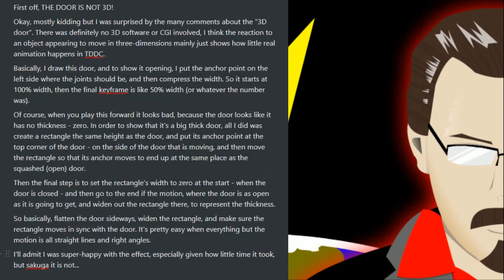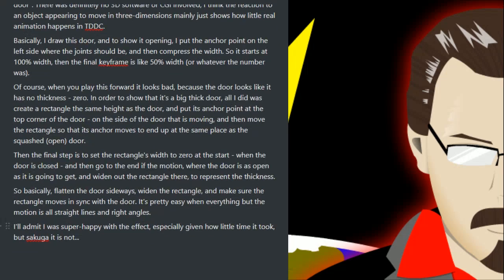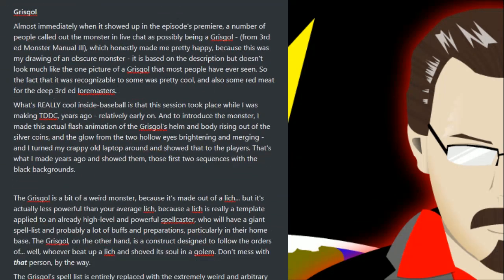I'll admit, I was super happy with the effect, especially given how little time it took, but Sakuga, it is not. Almost immediately when it showed up in the episode's premiere, a number of people called out the monster in live chat as possibly being a Grisgol from 3rd Ed Monster Manual 3, which honestly made me pretty happy because this was my drawing of an obscure monster. It is based on a description, but doesn't look much like the one picture of a Grisgol that most people have ever seen. So the fact that it was recognizable to some was pretty cool, and also some red meat for the deep 3rd Ed lore masters.